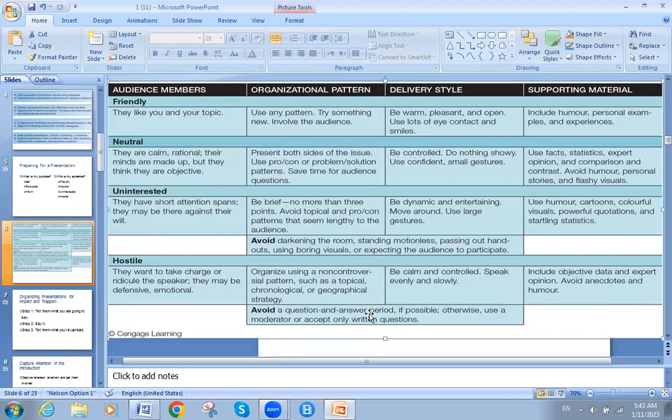Avoid a question and answer period, if possible. Otherwise, use a moderator to accept only written questions. Some of the questions might be aggressive, or sarcastic, so you have to take all this into account as well. So these are the types of audience, how I will organize my presentation, what the delivery style is, and what supporting material I will use.